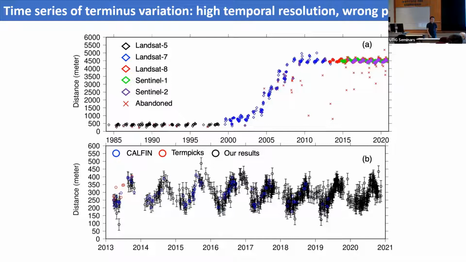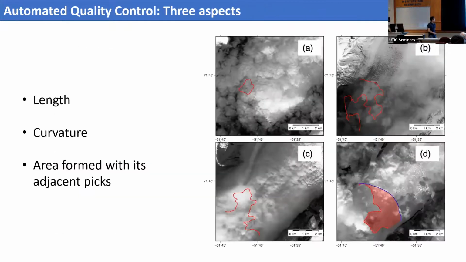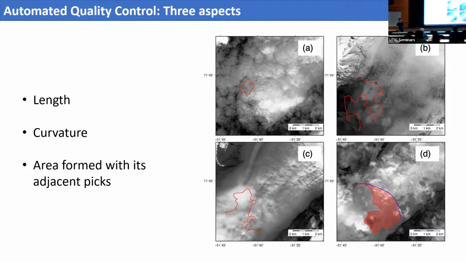Can you go back to the previous slide you were showing about the 3 criteria for quality control? Yeah, that one. I have a question about the area one. I understand the reason behind it. When you notice a huge area between the current one and the previous one, obviously wrong. But on the other hand, isn't this sudden change what we care about the most? Say for Antarctic ice shelves, we care about the sudden collapse of big ice shelves.